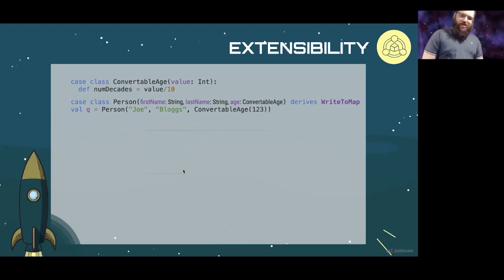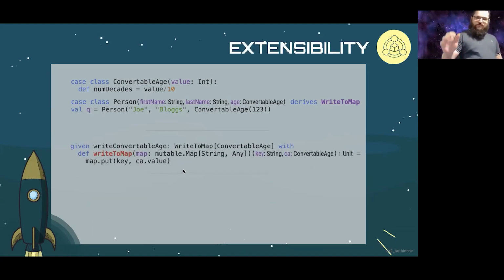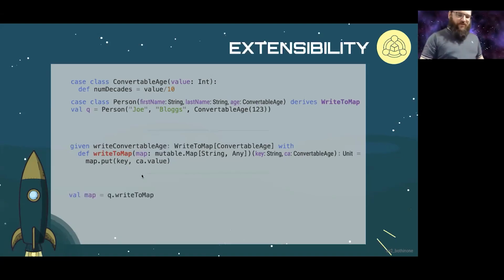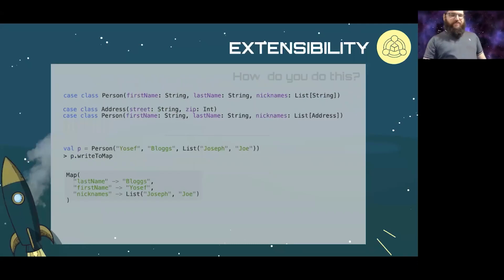Now, remember ConvertibleAge, right? Same kind of thing. We have a ConvertibleAge that we can define like this. Works just fine. Ooh, let's say we want to derive a WriteToMap in order to reflect a list. Well, that gets a little bit more complicated.